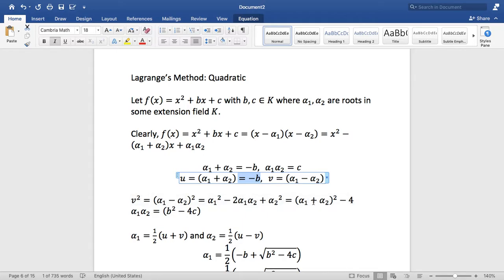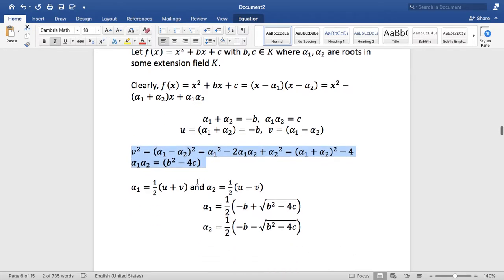Well, what you're going to figure out is that alpha 1 plus alpha 2 squared minus 4 times alpha 1 times alpha 2 is b squared minus 4c. Remember, in all our cases, we're taking a to be 1. So you see, this is just Newton's theorem at work. So we get v squared is just b squared minus 4c. And now we're going to take this, right?